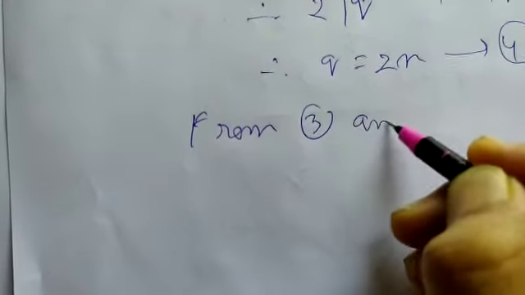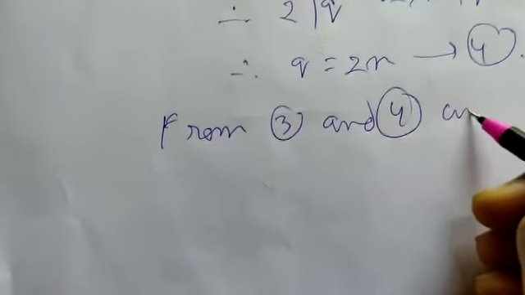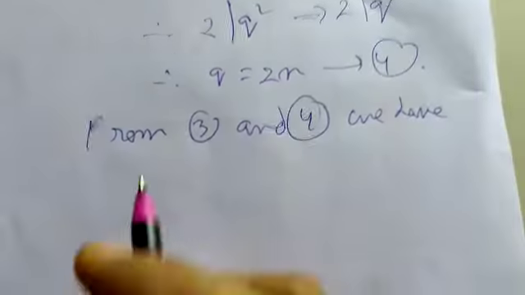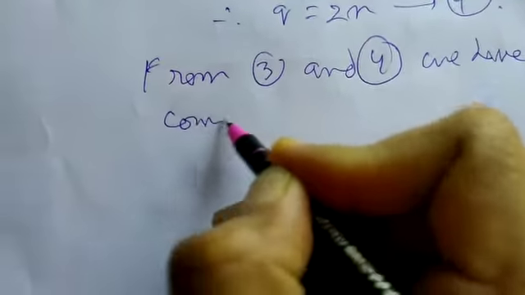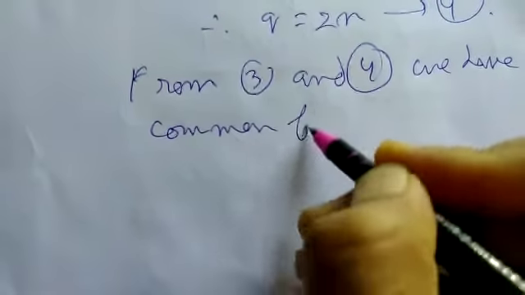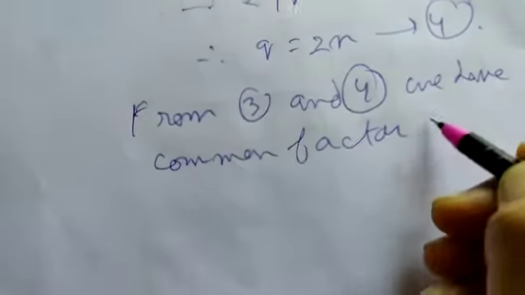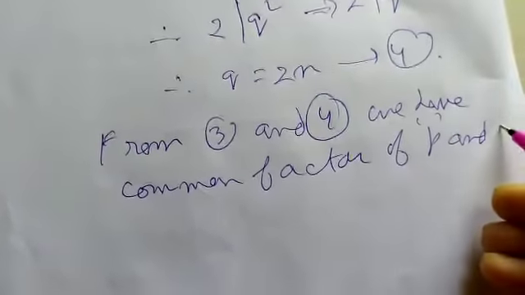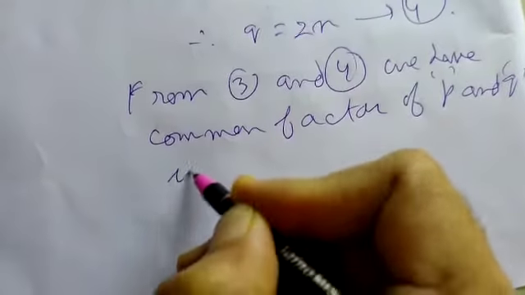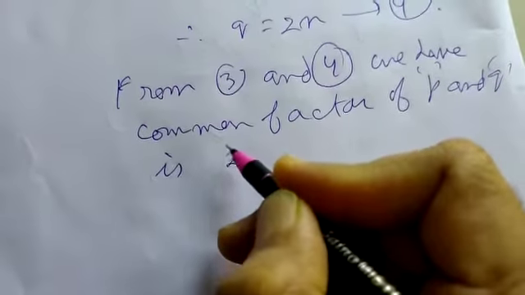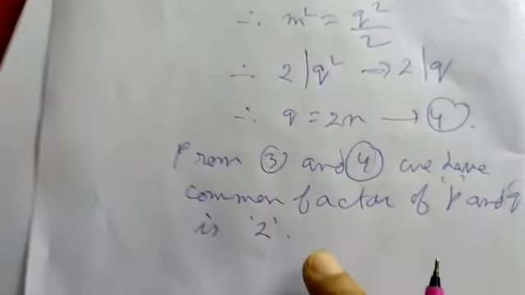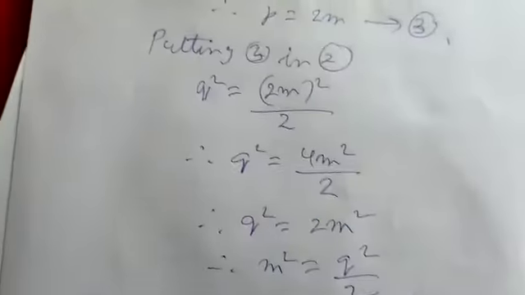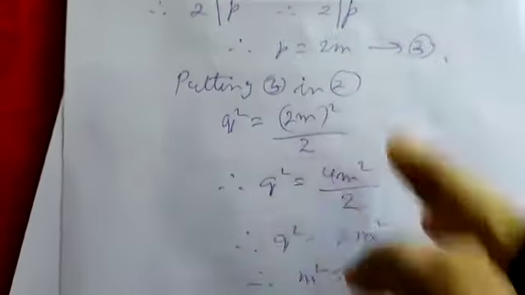From 3 and 4 we have a common factor of p and q, which is 2. We are not saying that it is the HCF, but a common factor. You can see that q is equal to 2 into n and here p is equal to 2 into m.